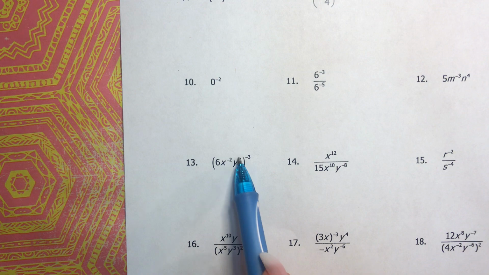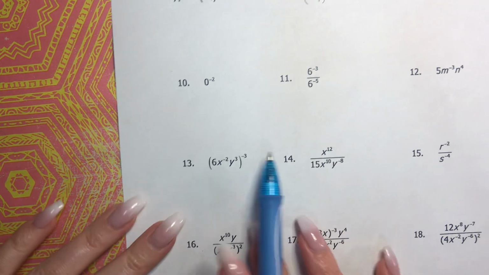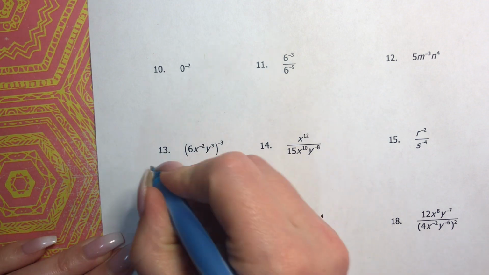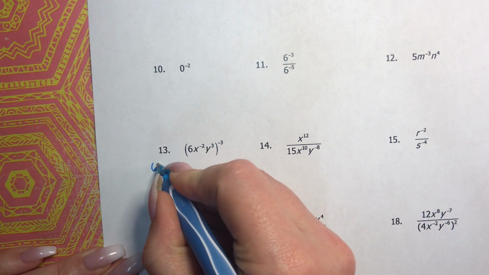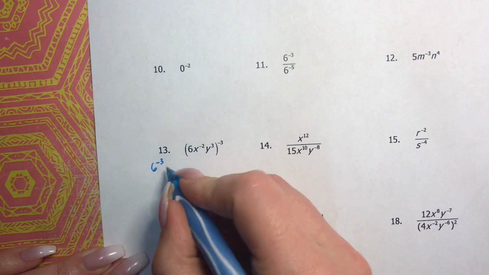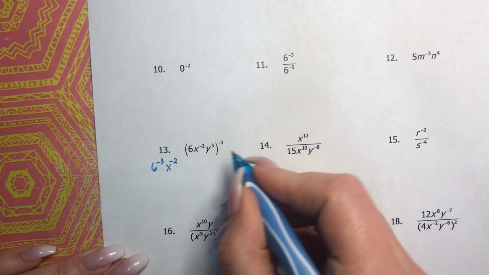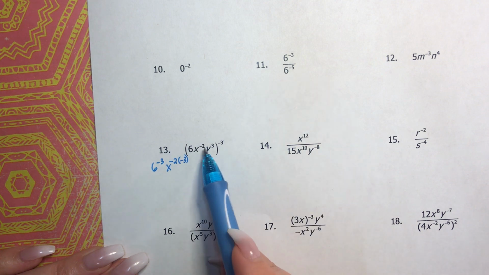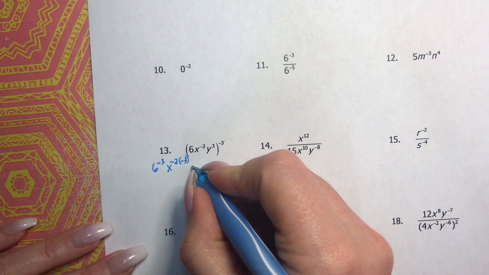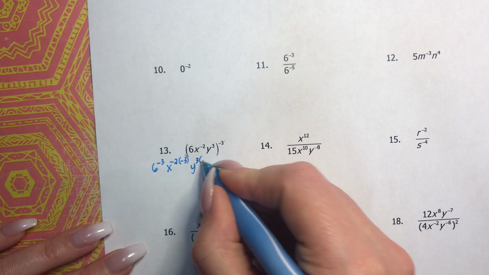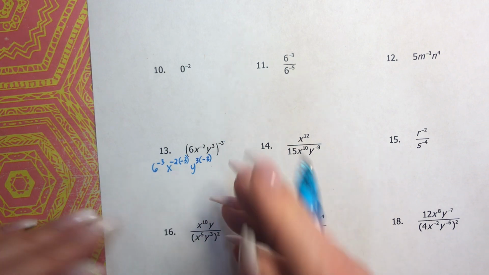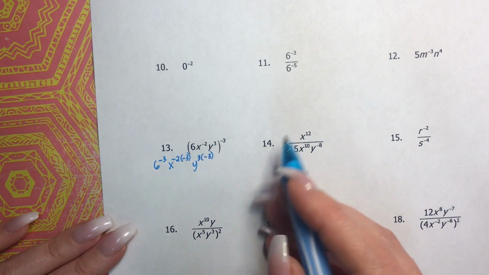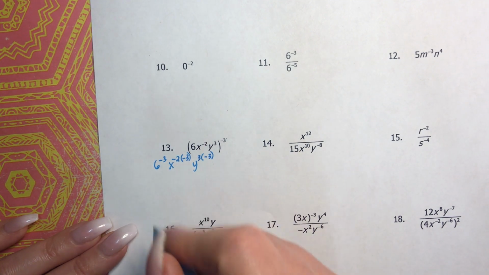So for 13, we have all of this raised to the -3rd power. It's just going to be a lot of power rule. So we're going to go 6 to the -3rd power, and then x to the -2 times -3. It's still that power rule. You still multiply. If they're negative, that's okay. And then we have y to the 3 times -3. So you're just doing the same thing, it's just now a negative.